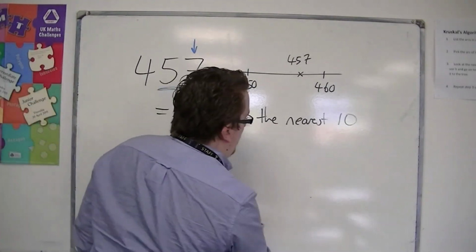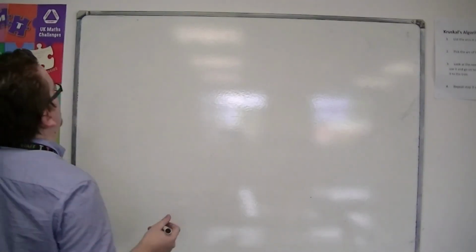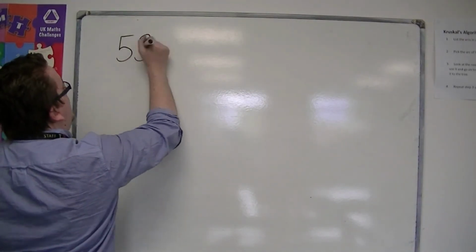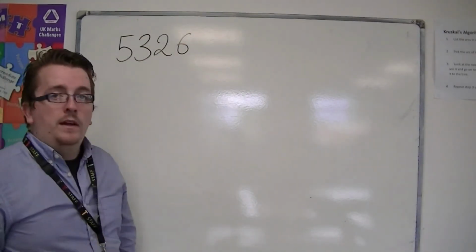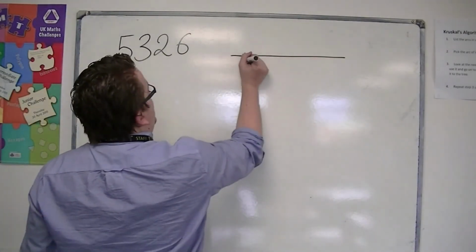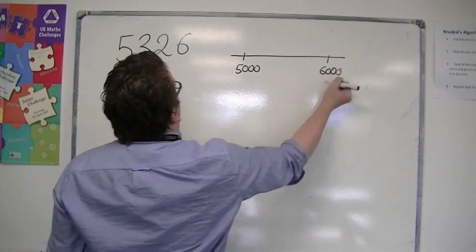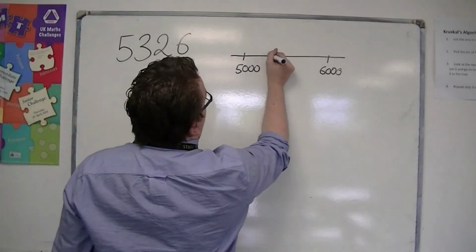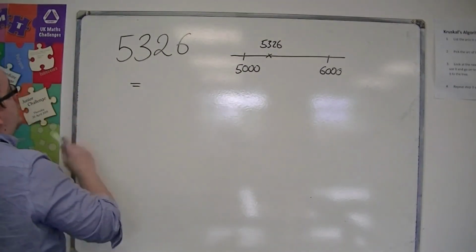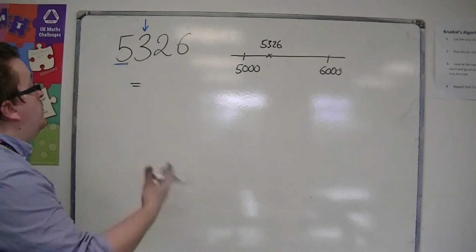So if I then went to the nearest 1,000, okay, so if I had a number like 5,326, and I was asked to round that to the nearest 1,000, on my number line I've now divided it up into thousands, and 5,326 is somewhere around there. So to the nearest 1,000, I look at the thousands column, 1 to the right, it is less than 5, so I round it down.